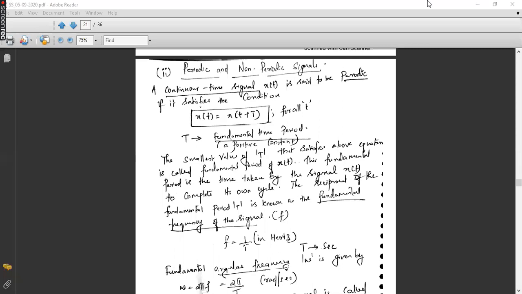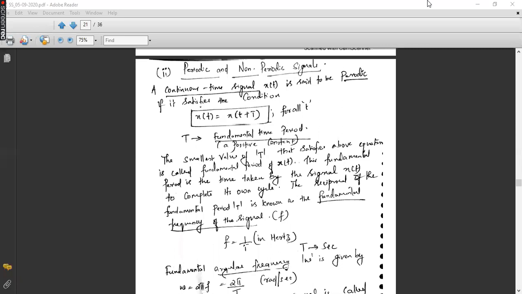So time period is nothing but the time taken by a signal to repeat itself periodically, which means after that particular amount of time, the signal's pattern will repeat itself. Whatever pattern it had previously, the same pattern is going to repeat after a particular amount of time. That time is nothing but your time period or fundamental time period. Basically, it will always be a positive integer.